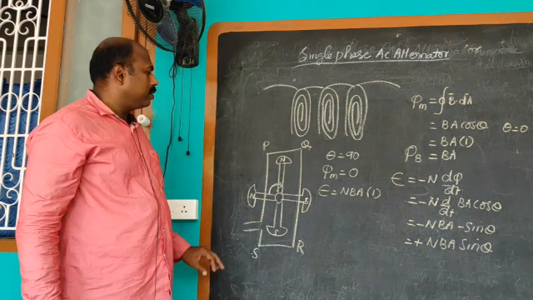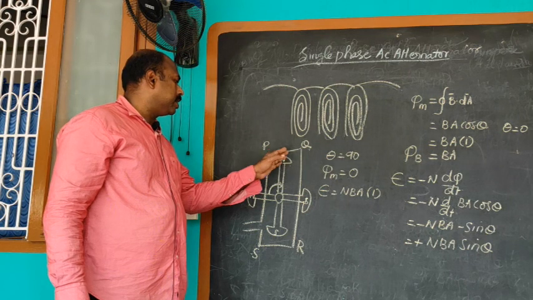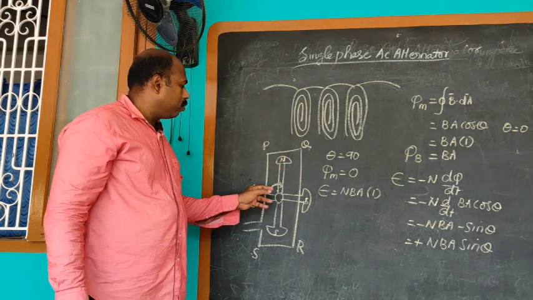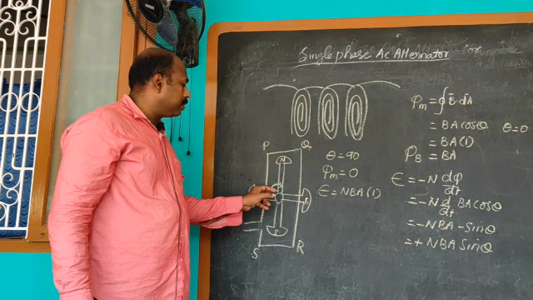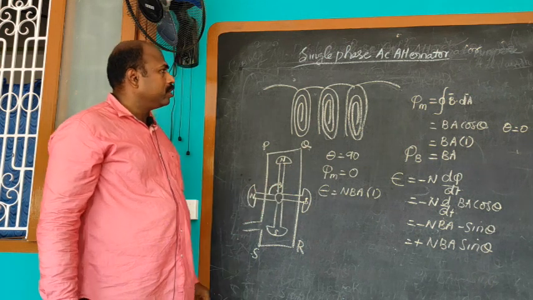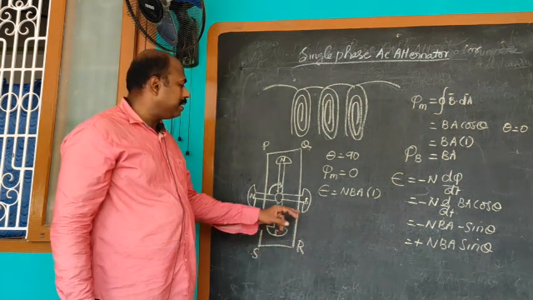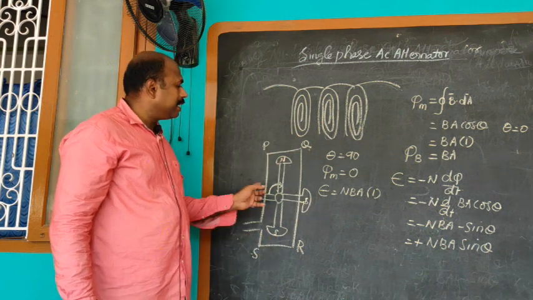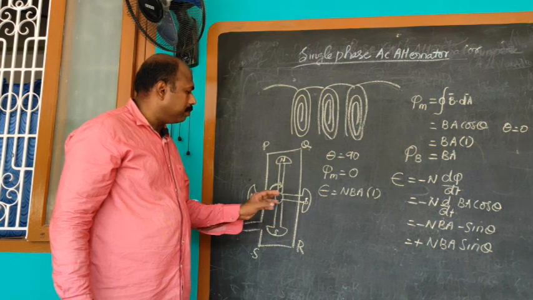Now consider another rotation of 90 degrees; it will come to 180 degrees from the starting position. What do you get? Again the magnetic flux passing through this PQRS is maximum and the EMF induced in the circuit should be minimum.